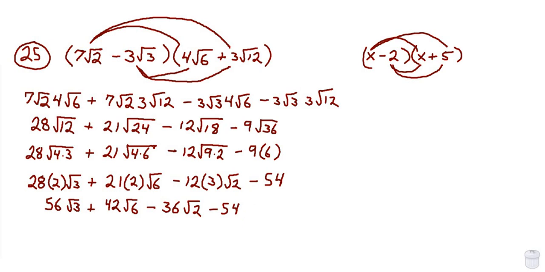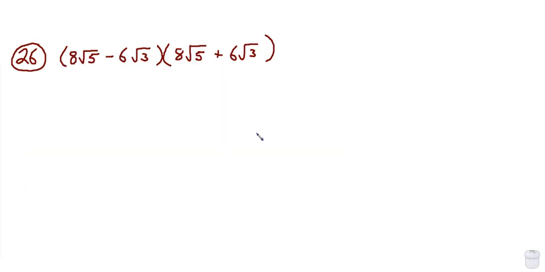Let's take a look at one more example here. Again, we have to distribute, but I see a beautiful thing. I see 8 square roots of 5 minus 6 square roots of 3 times 8 square roots of 5 plus 6 square roots of 3. Notice they are both the same factors, except the sign is different in the middle.